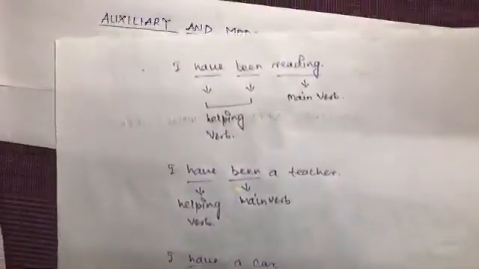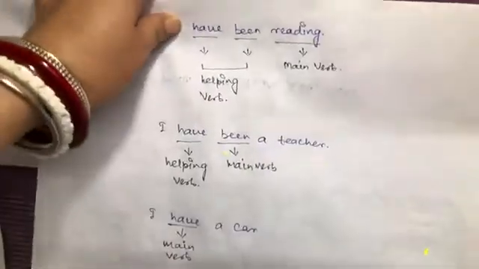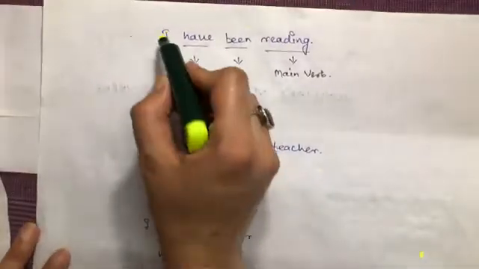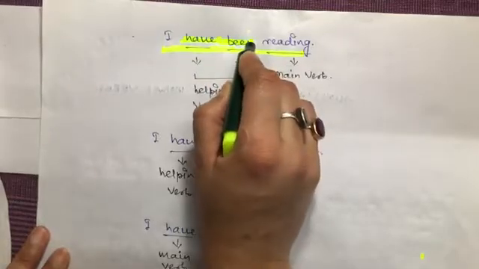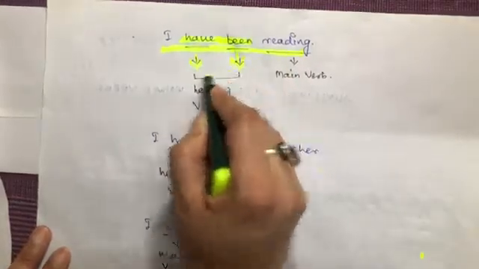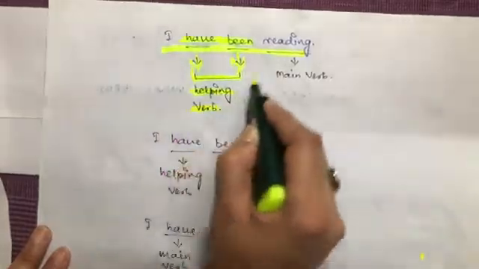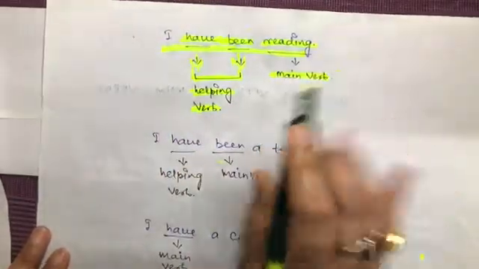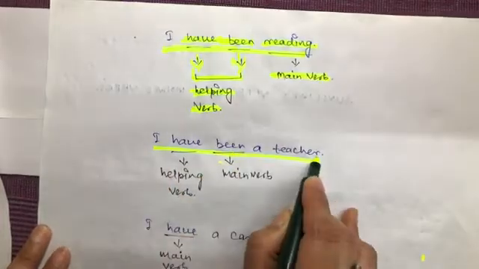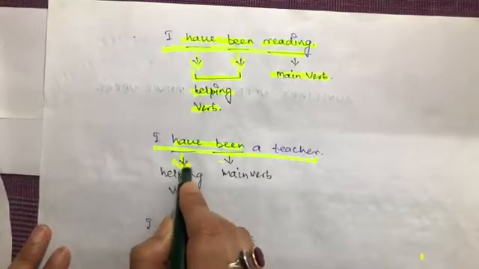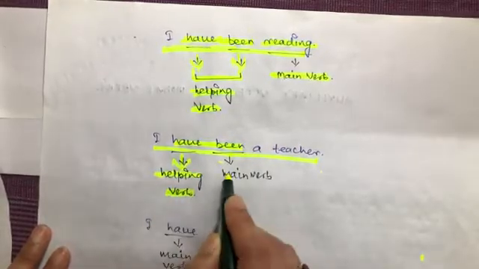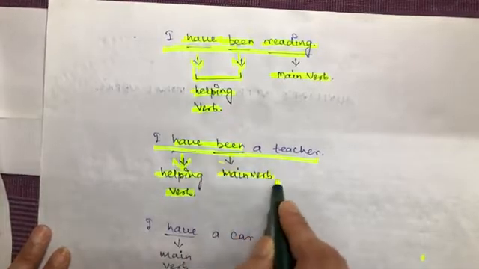Okay, fine. So now take up another example here. When I say, I have been reading, here there are two helping verbs, have and been. These have and been act as helping verbs and reading is the main verb. Clear? I have been a teacher. So here only have acts as a helping verb and been acts as a main verb.